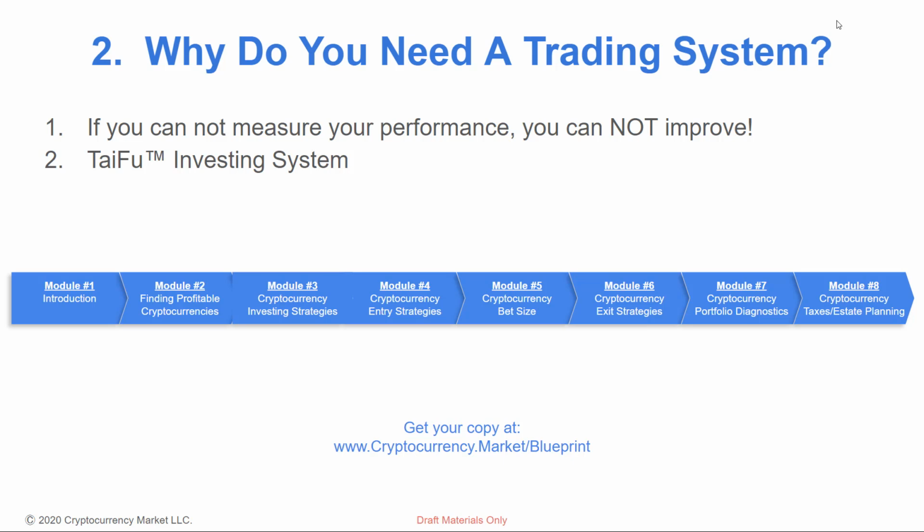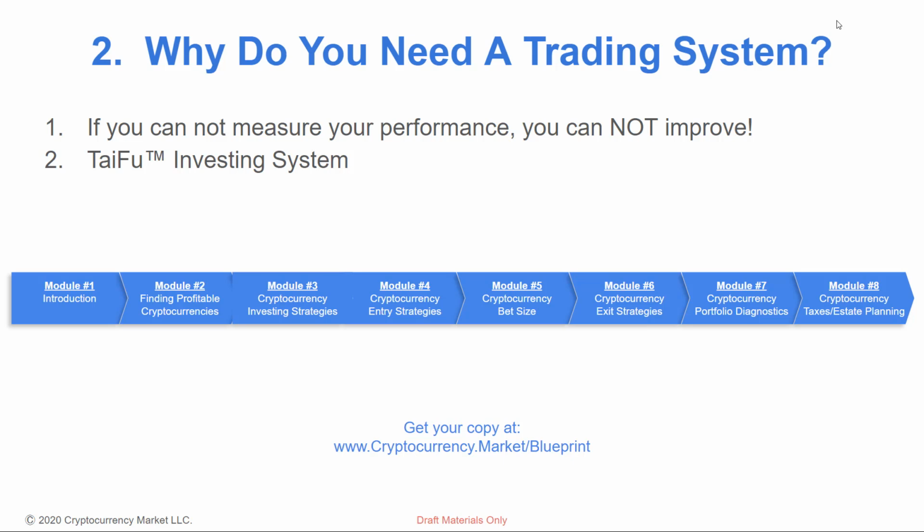So after 1 or 2 trades, we cannot accurately diagnose what's wrong with our trading system. But after, I would say, 50 trades or higher, we have a big enough sample size and enough quantity of trades that we can get a good estimate, or a good diagnostic, of what our trading system is able to do. And then the last part of our TaiFu investing system is to calculate the taxes and the estate planning.